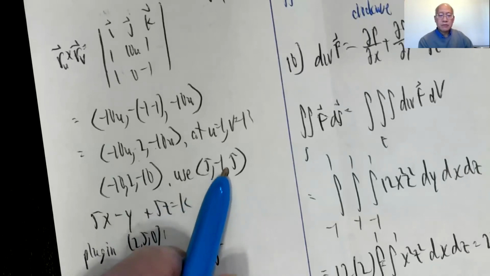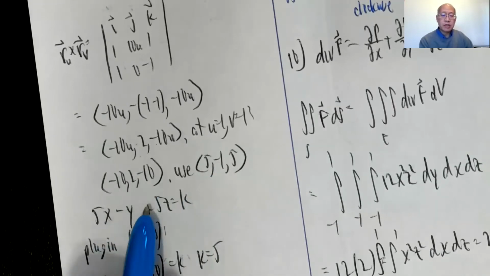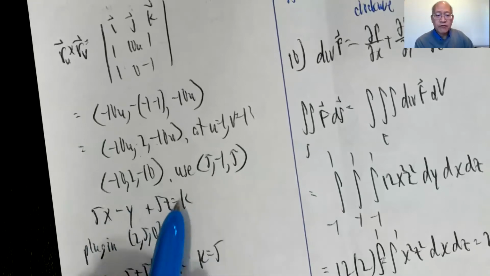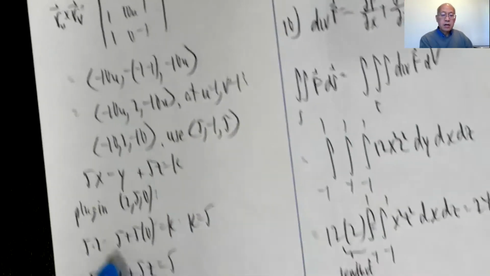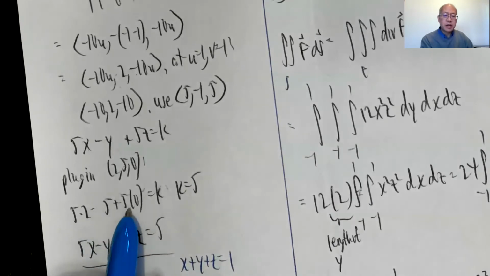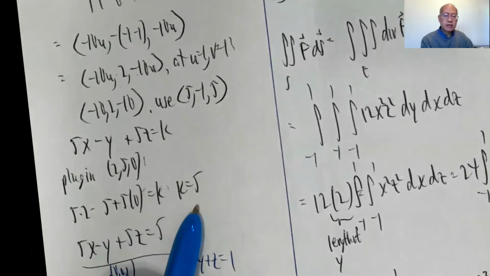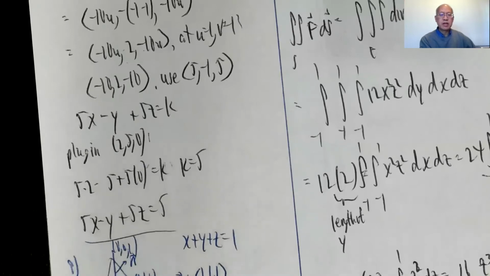So the tangent plane is 5x minus y plus 5z equals some k. To find k, I plug in the point 2, 5, 0. So 5 times 2 minus 5 plus nothing is k, and that tells me k is 5. So 5x minus y plus 5z equals 5.